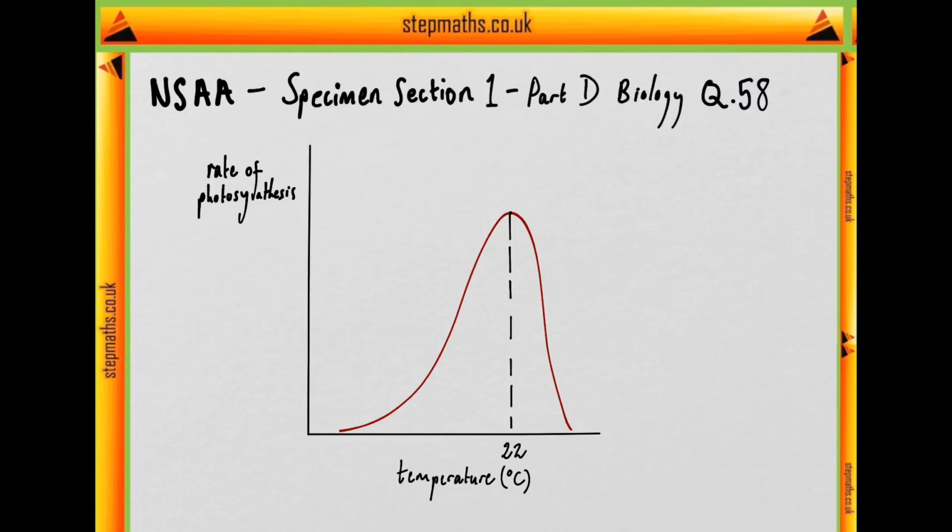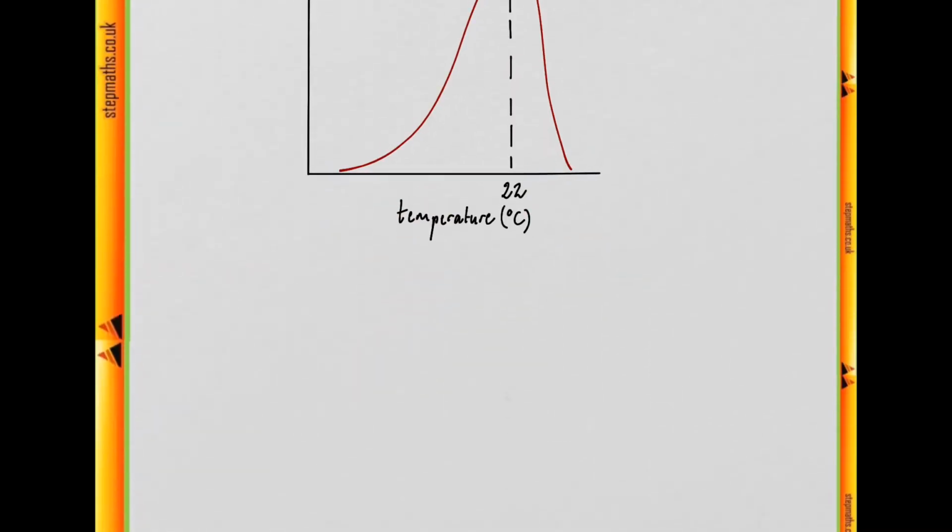to investigate the effect of temperature on the rate of photosynthesis. All other variables were kept constant and these are the results obtained. So we can see we have a graph here which has a peak rate of photosynthesis at 22 degrees. So we're then asked to assess whether a number of conclusions are true or false. Let's have a look at them.